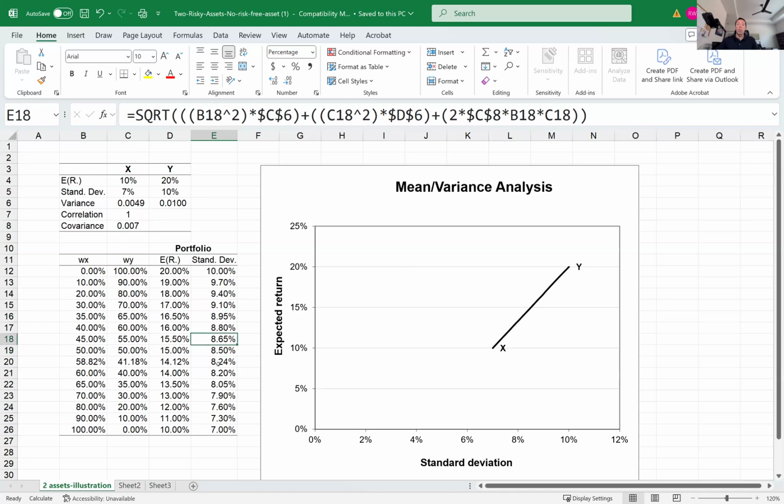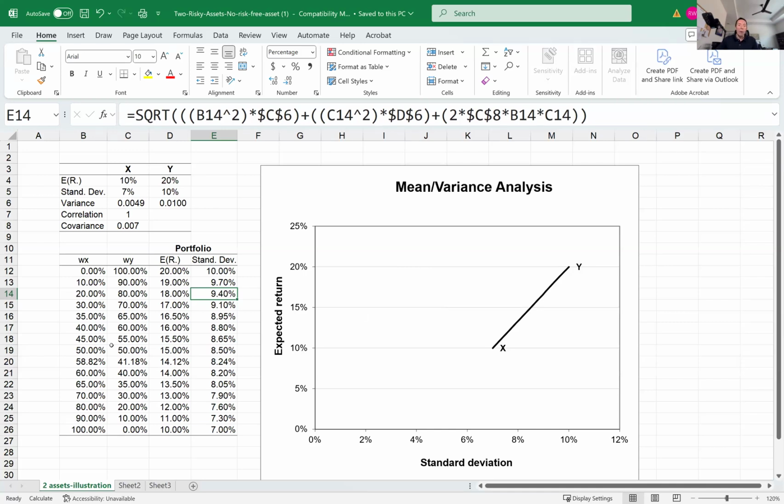And so as we see all of these different values here, it's just going to be with different weightings on X and Y. What is the standard deviation of the portfolio? So what is being plotted here, now we can look at the line, what is being plotted on this line is all the different combinations of X and Y.